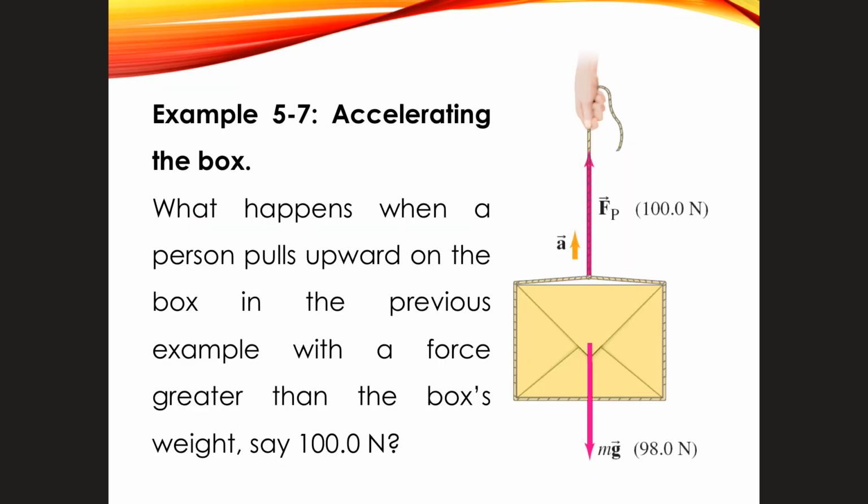So this one, what happens when a person pulls upward on the box in the previous example with a force greater than the box weight, say 100 Newton? So now this person pulls more than the weight of the box. So what happens? Yes, very good, it's going to pull upward, so the object will definitely lift up, because the pull force is larger than your gravitational force or weight.